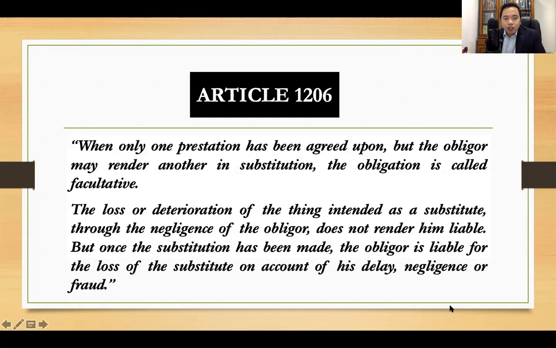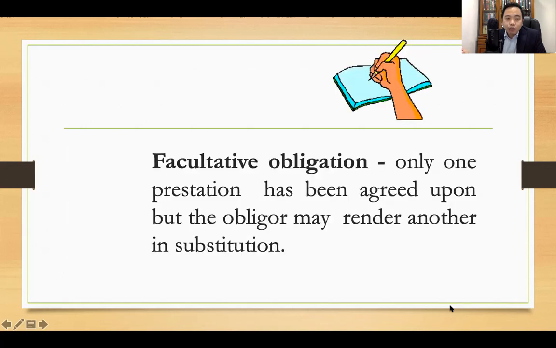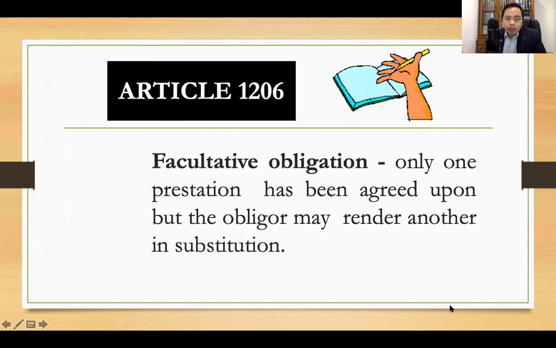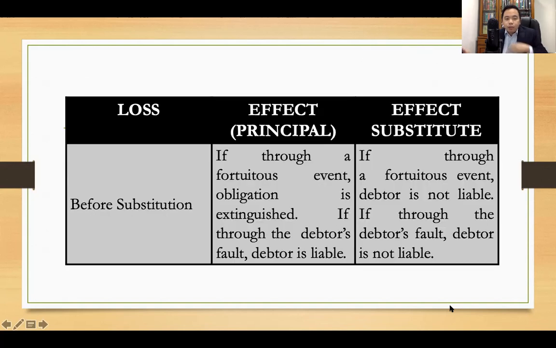The loss or deterioration of the thing intended as a substitute through the negligence of the obligor does not render him liable. But once the substitution has been made, the obligor is liable for the loss of the substitute on account of his delay, negligence, or fraud. So again, the definition of facultative obligation.